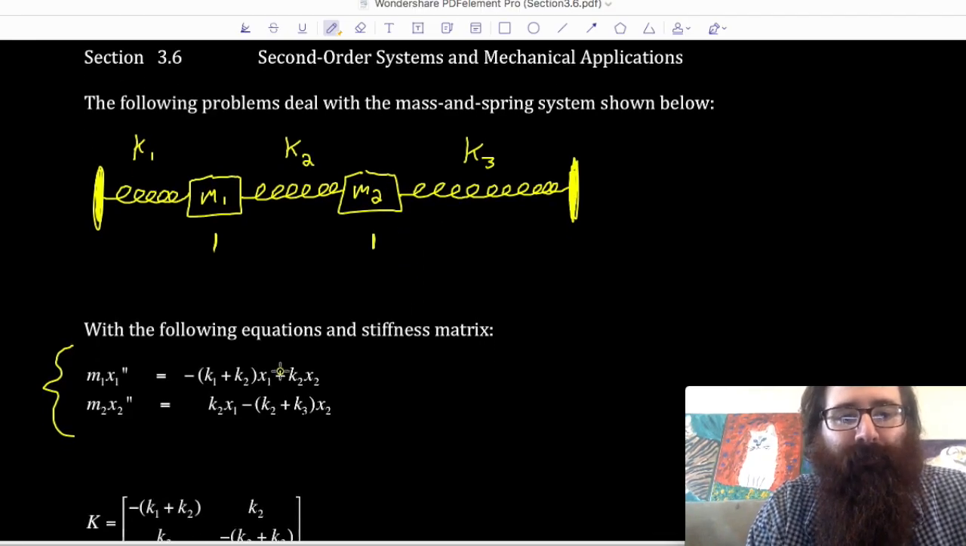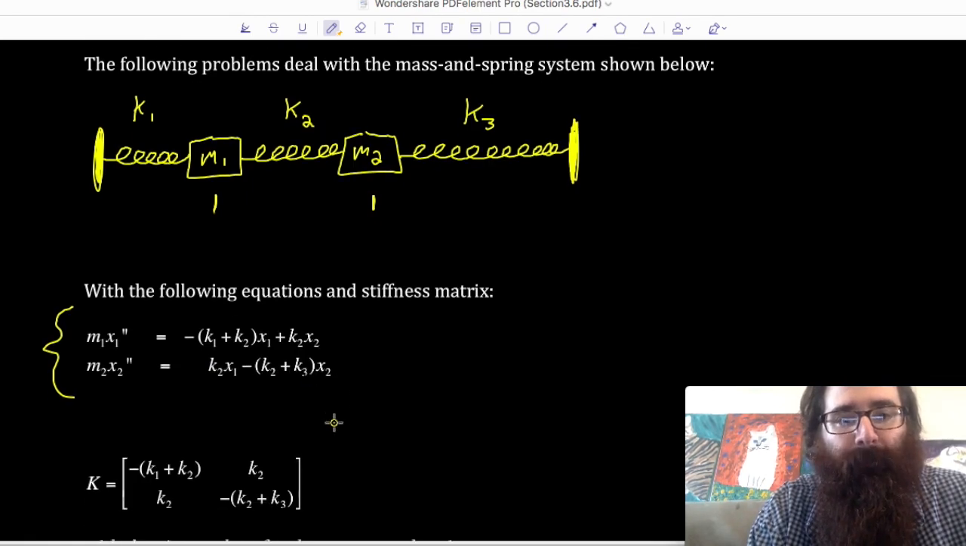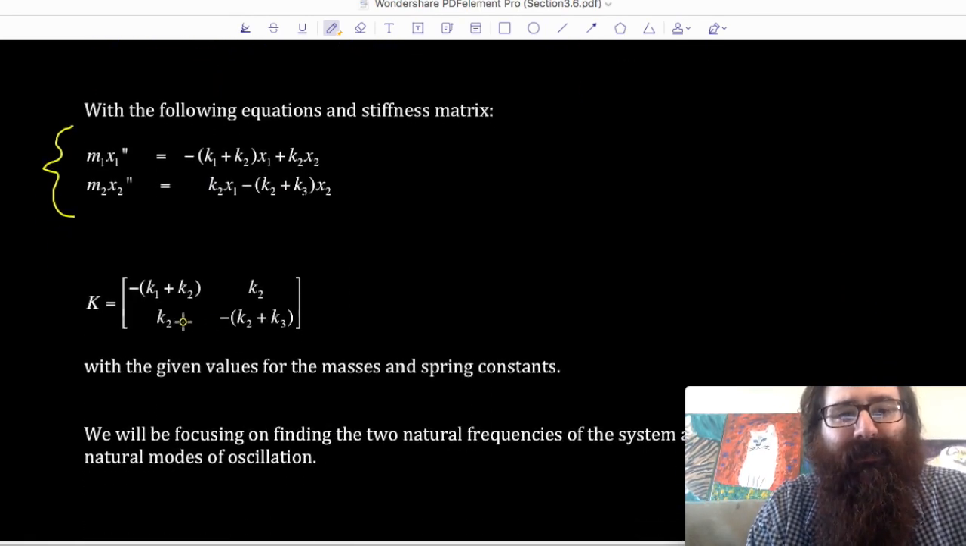It should always result in the same system here, where we have m1 times x1 double prime is equal to negative parentheses k1 plus k2 times x sub 1 plus k2 times x sub 2. And then we have m2 times x2 double prime is equal to k2 times x sub 1 minus parentheses k2 plus k3 times x sub 2. And we get the following stiffness matrix.